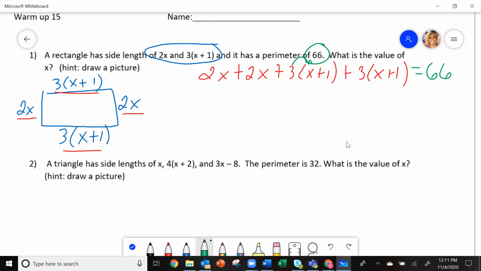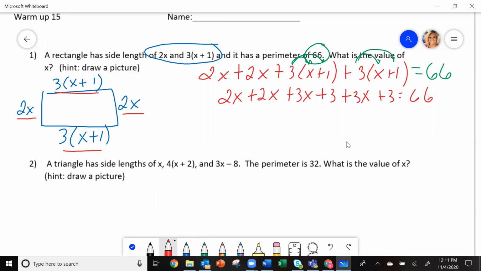First thing we do is the distributive property anytime we're solving. So I get 2x plus 2x. Now 3 times x is 3x. 3 times 1 is 3. 3 times x is 3x plus 3 equals 66. Combine like terms, put all my x's together. 2, 4, 5, 6, 7, 8, 9, 10. I have 10x. Then I've got 3 plus 3, which is 6, so plus 6, and that equals 66.